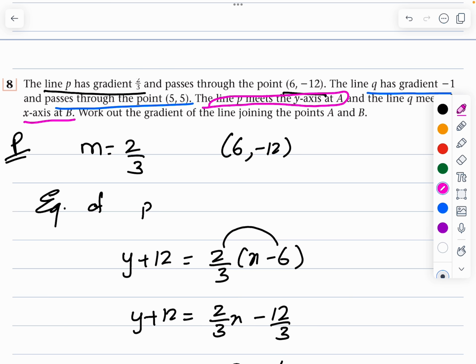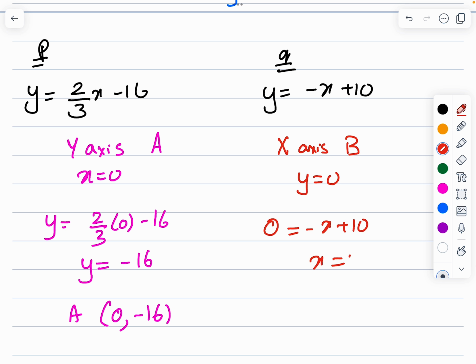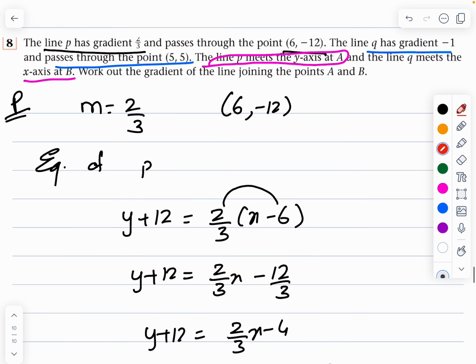Q meets the x-axis at B. X-axis means y equals 0. 0 equals negative x plus 10. x equals 10. So what is the B value? (10, 0). What is he asking?